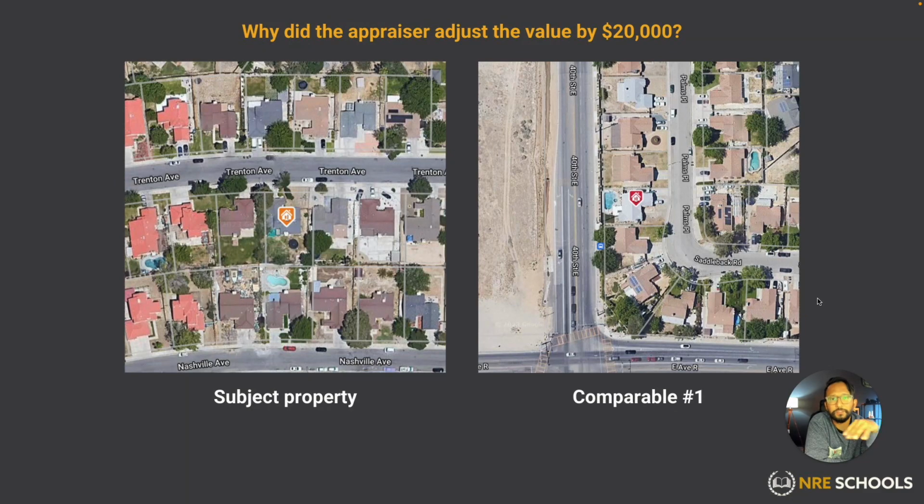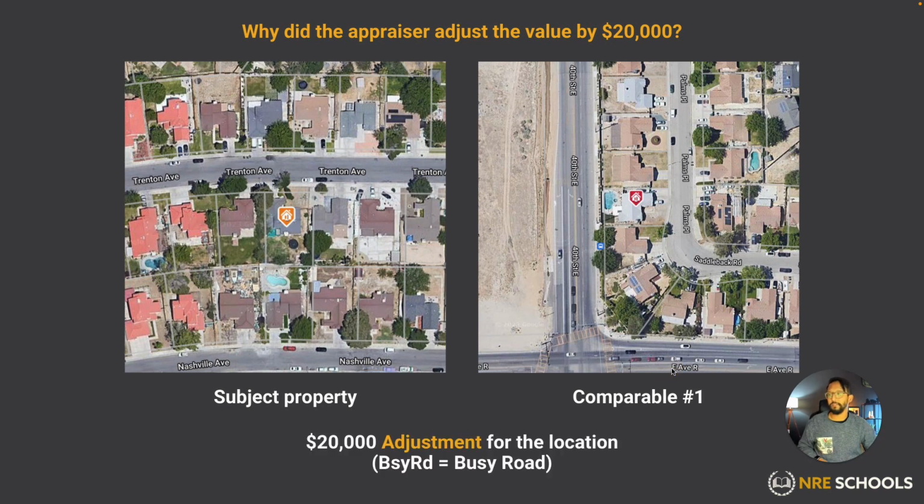Look at the Google satellite view. What do you notice about comparable sale number 1 versus the subject property? You might notice this empty parcel of land. Looks like there's houses behind this one. We got a street. We got this one that's on a turn. What is the main difference? What's that $20,000 difference? Well, the $20,000 was BSYRD, which stands for busy road. The appraiser who did this appraisal is counting 40th Street East as a busy road because this comparable sale number 1 right here backs up to a busy road.